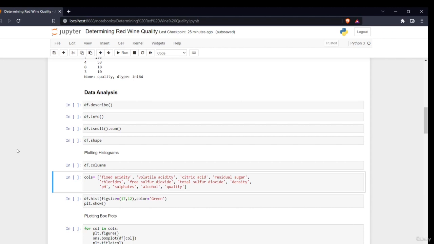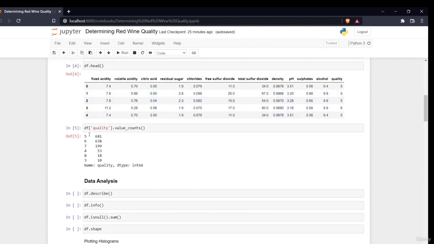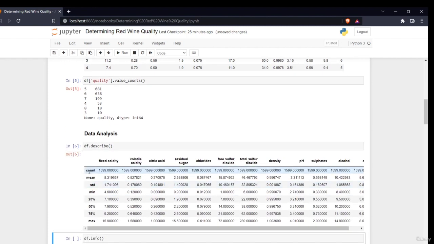Hello and welcome to the next section of our project. In this section we'll be doing the data analysis. We have seen our data set, in which we have this scale of quality. Now let us see the statistical summary of our data set, like what is the count. There are around 1599, around 1600 rows. This is a pretty short data set.